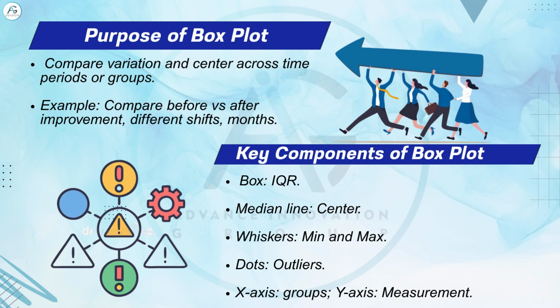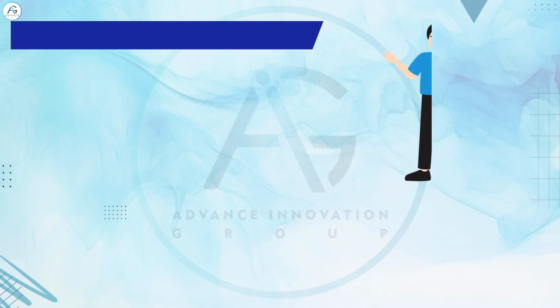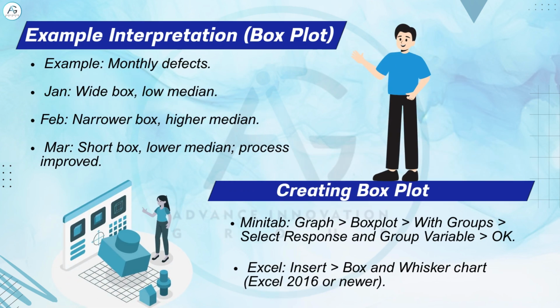Together, this gives a compact visual summary that reveals both spread and central tendency and helps spot inconsistencies or potential problems across categories. Let's look at an example interpretation of a box plot, and then I'll walk you through how to create one in both Minitab and Excel.